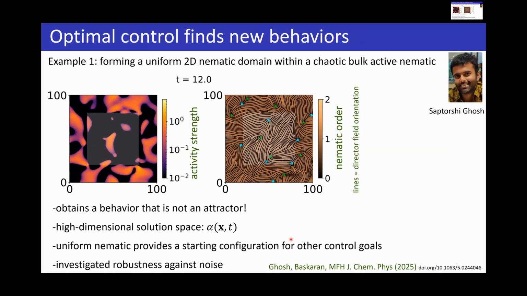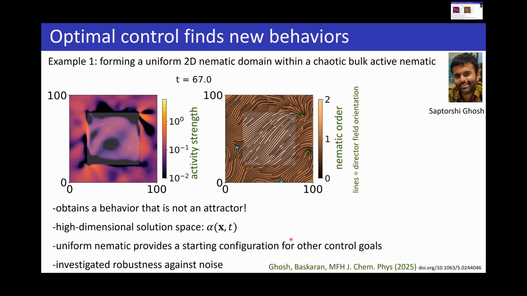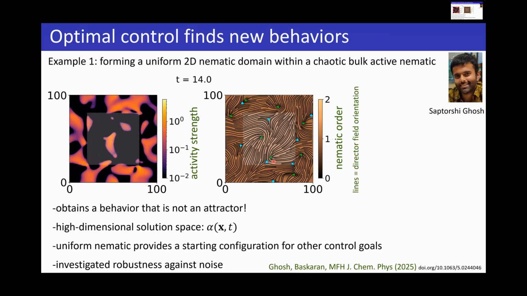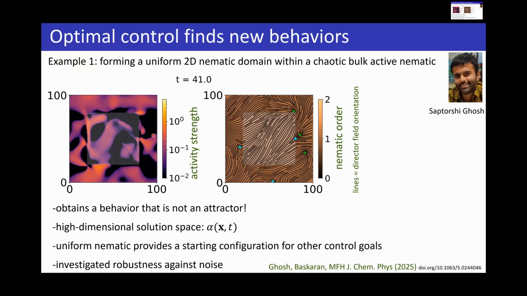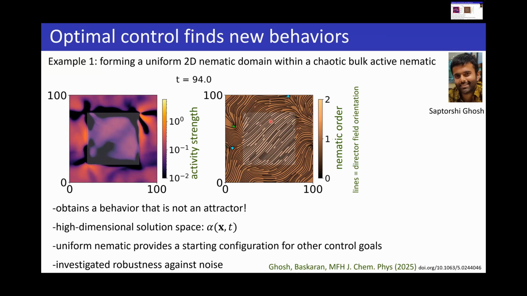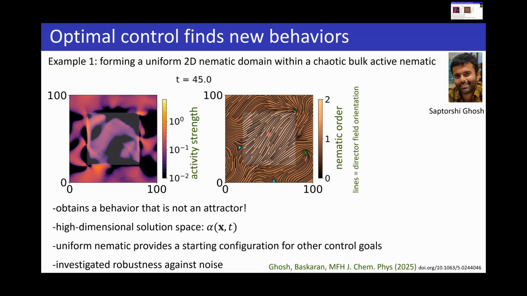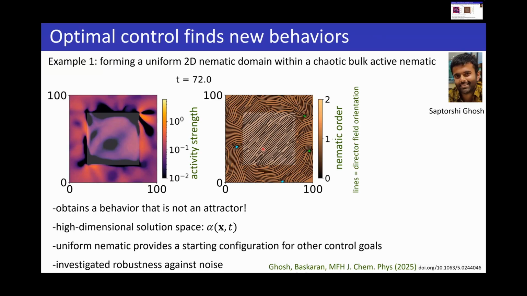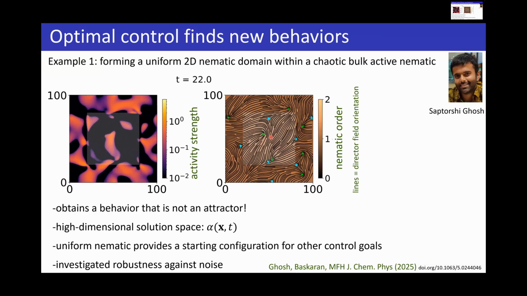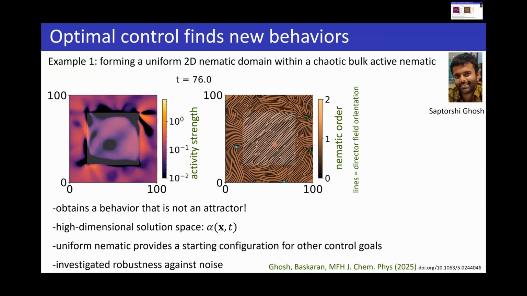Here I'm showing you the results of doing it, and we tried this for a number of different target states, or if you will, control goals. The first one I'm showing you is an example where we take a bulk chaotic system, and then we pick a region of interest, this lighted square in the center of the box, and we say that we want the active nematic to be uniformly aligned along a prescribed direction, in this case 45 degrees, within that square domain. And then we ask the system to give us the activity field that will cause that to happen.